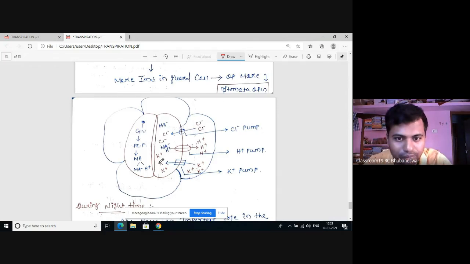What amount of K plus is required to balance the charge of the malate minus? The excess K plus enters.